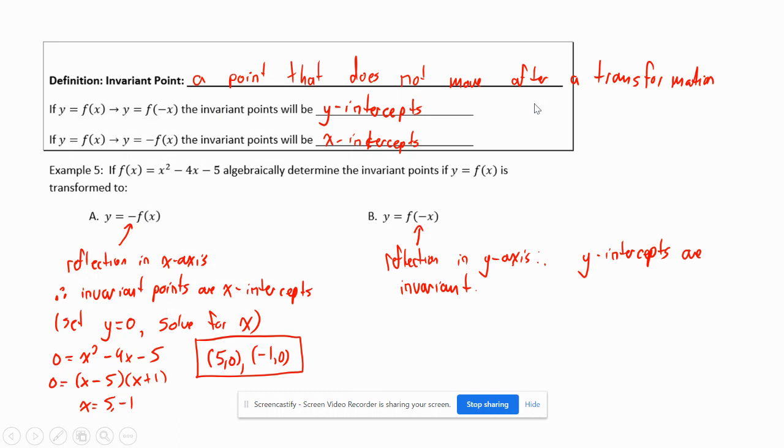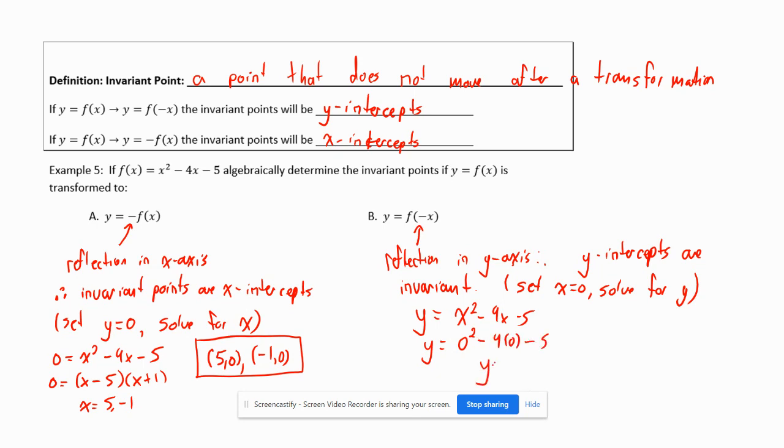So how do we determine y-intercepts? We want to set x equal to 0 and solve for y. So if I have y equals x squared minus 4x minus 5, I want to make my x value 0. That means that y equals negative 5. So therefore, (0, -5) is invariant. Okay, so it's going to be the invariant point for this guy.